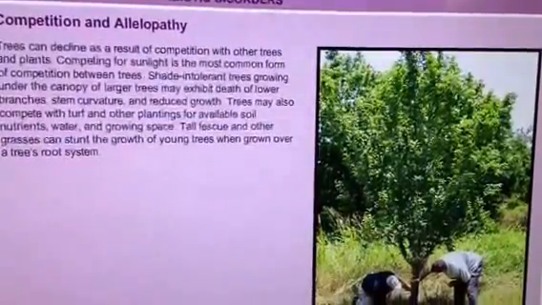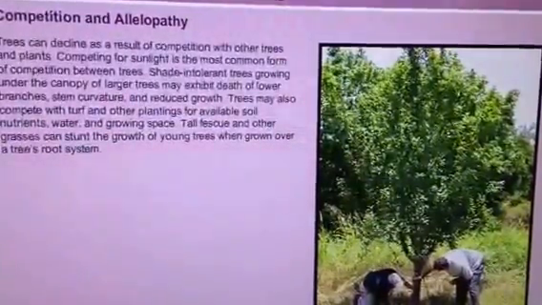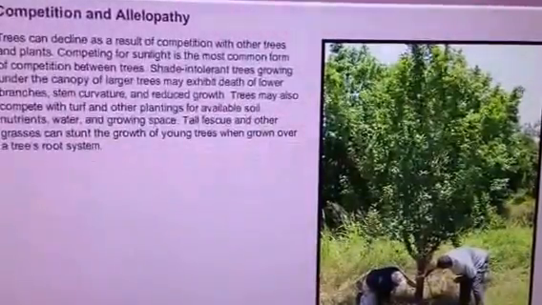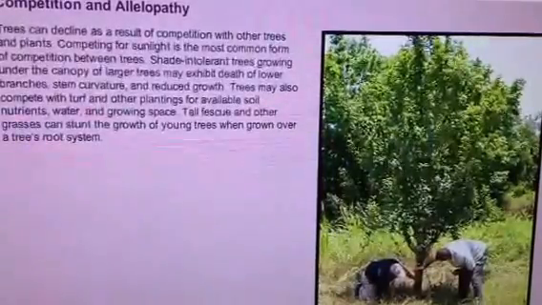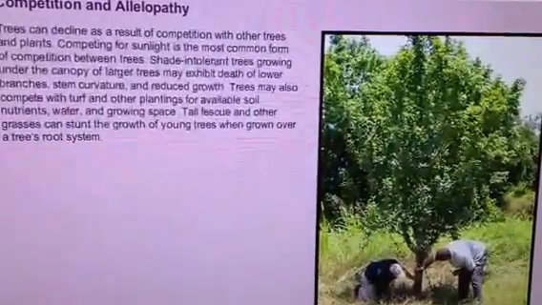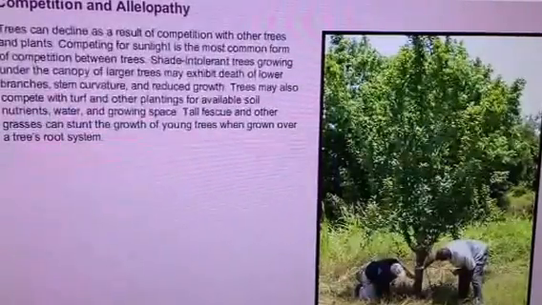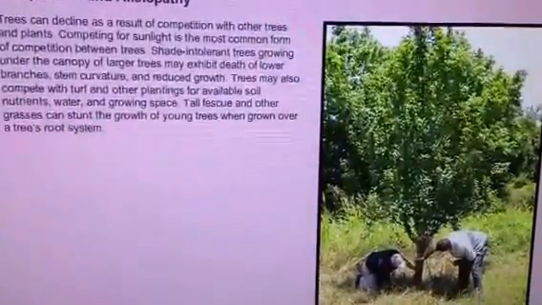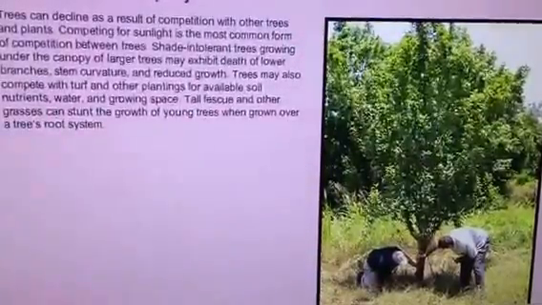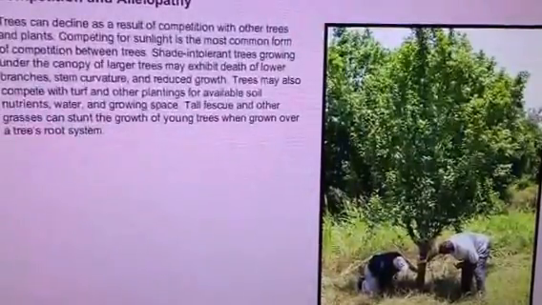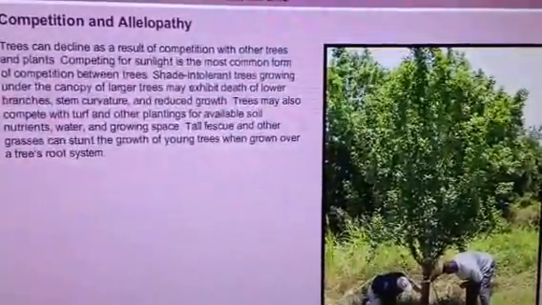Trees can decline as a result of competition with other trees and plants. Competing for sunlight is the most common form of competition between trees. Shade-intolerant trees growing under the canopy of larger trees may exhibit death of lower branches, stem curvature, and reduced growth. Trees may also compete with turf and other plantings for available soil nutrients, water, and growing space. Tall fescue and other grasses can stunt the growth of young trees when grown over a tree's root system.